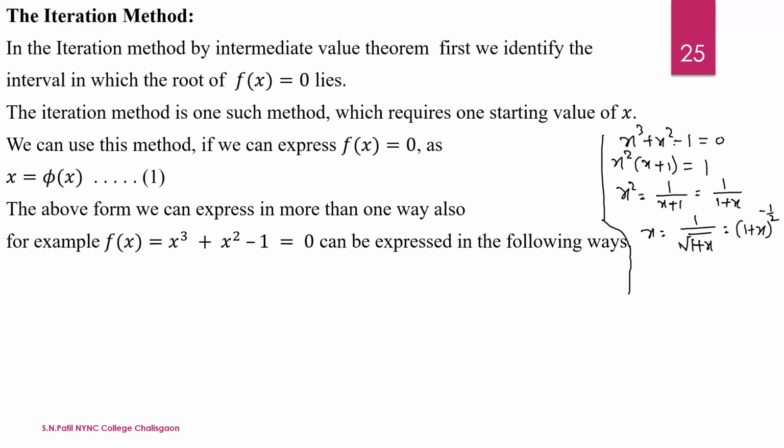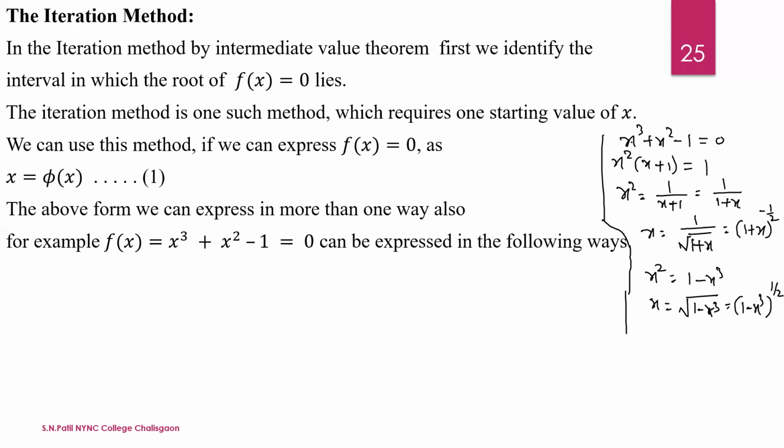Otherwise, we can write x square, put minus 1 and x cube on the right hand side: 1 minus x cube. That is x is equal to, taking square root both sides, 1 minus x cubed, raised to 1 by 2.